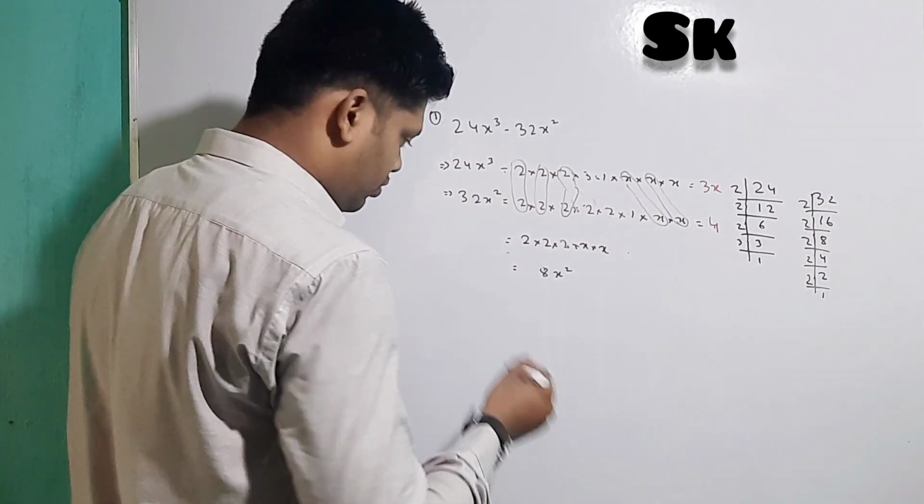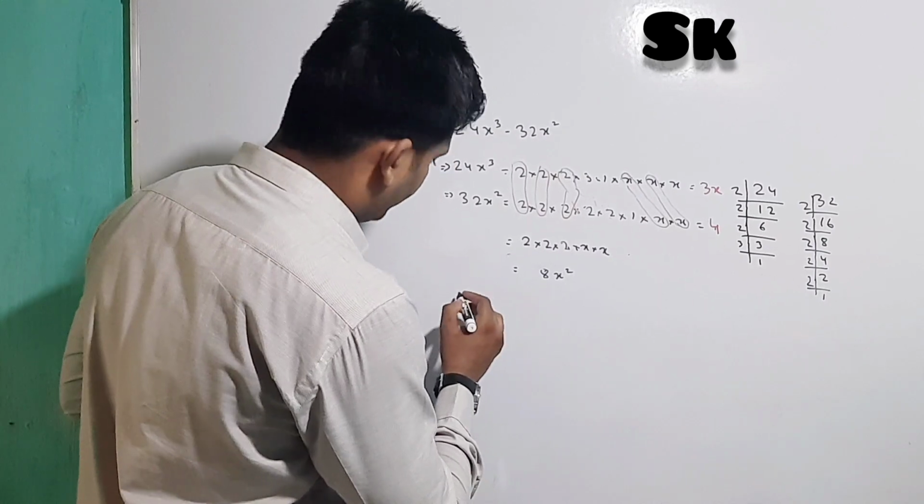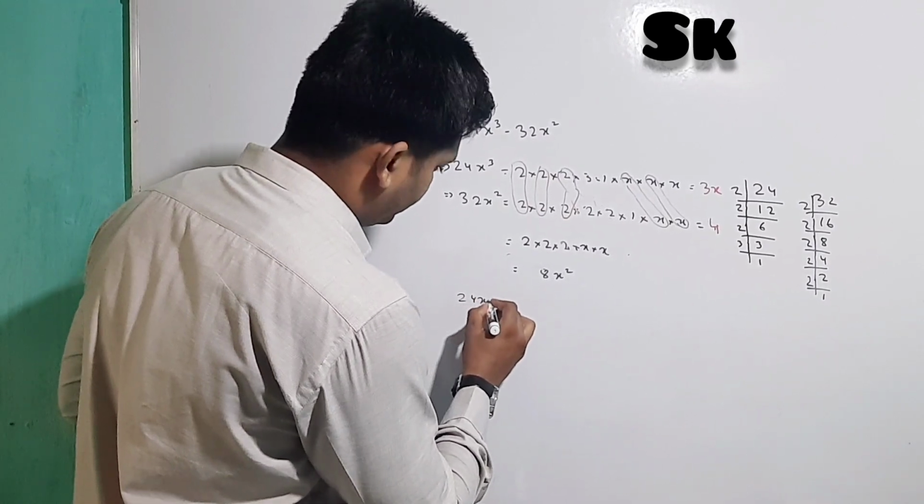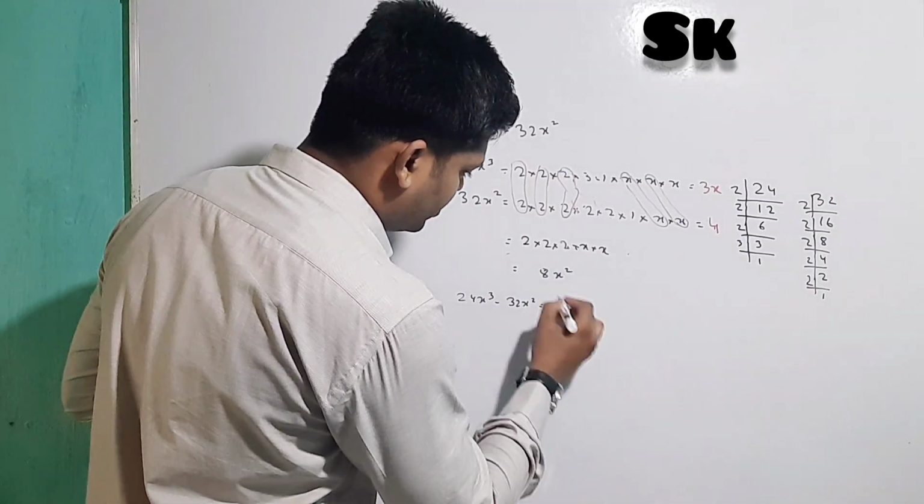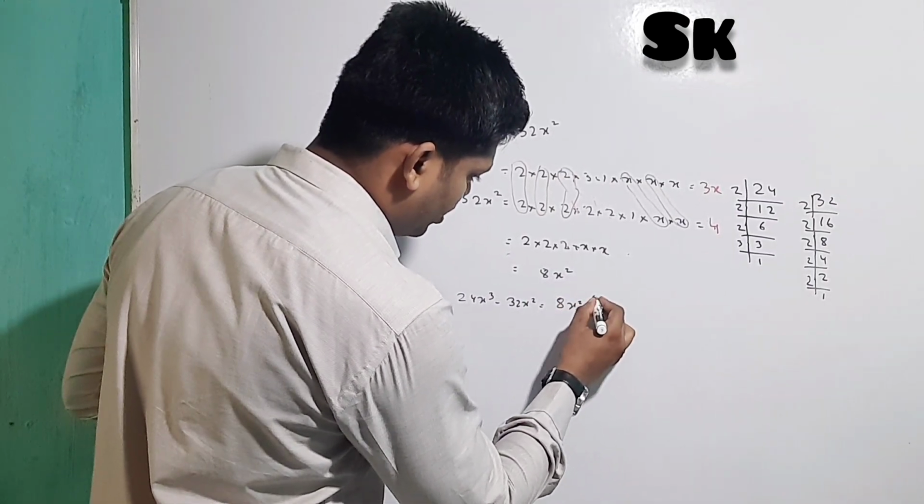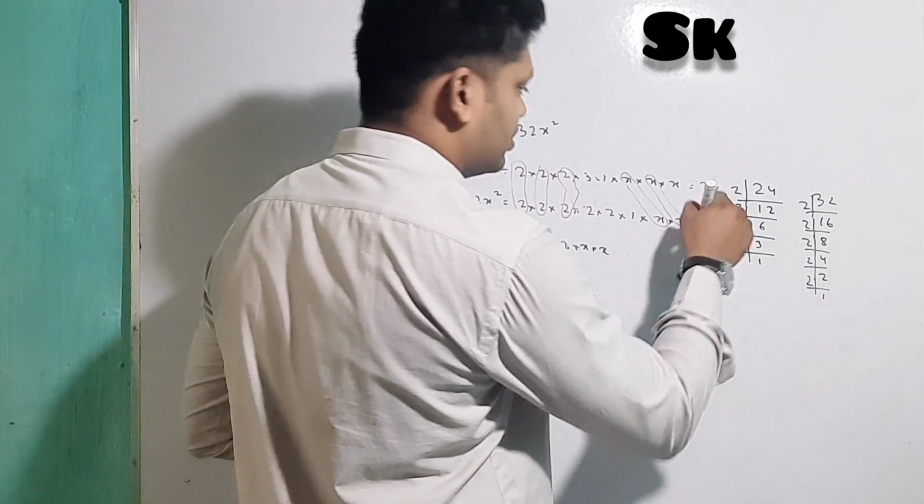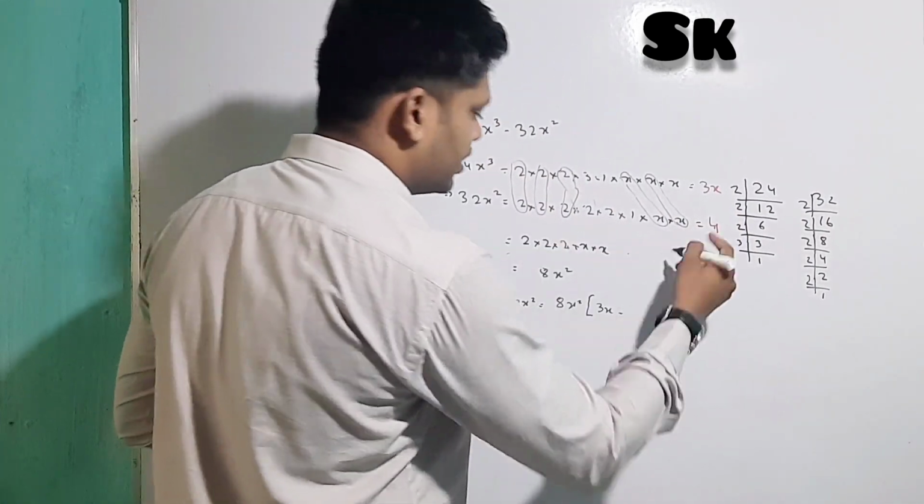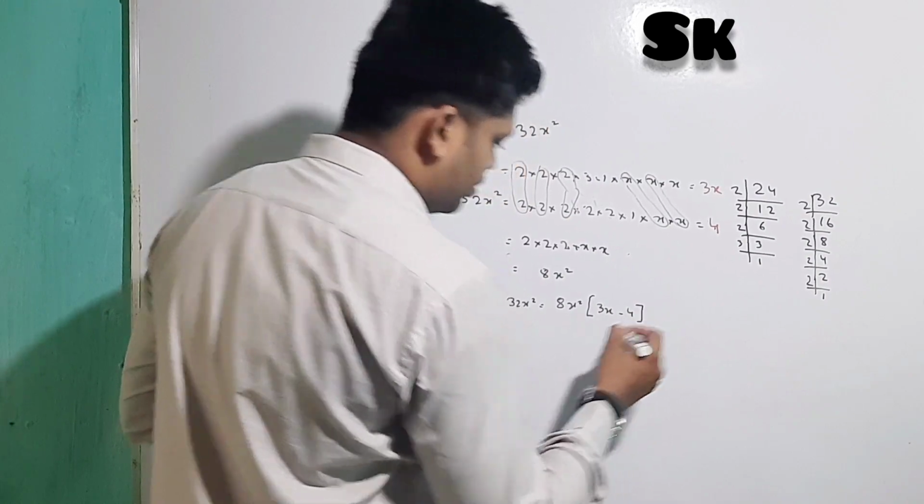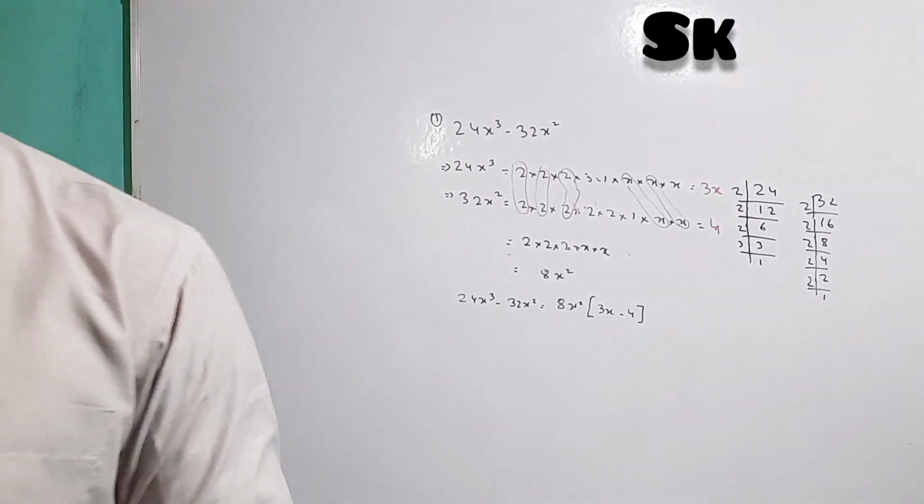Now I will write as the question was 24x cube minus 32x square. What is the common? 8x square. Now open the bracket. What is left in the first case? The 3x is left, minus. What is left in the second case? 4 is left. That's it.